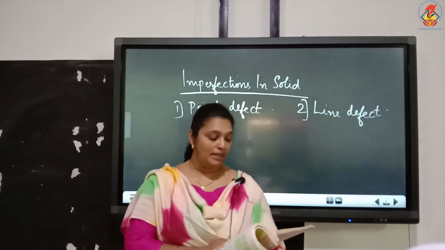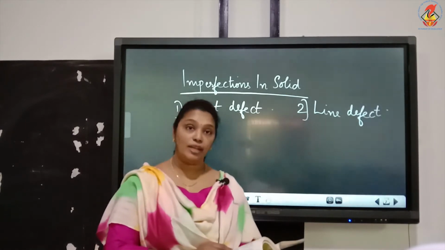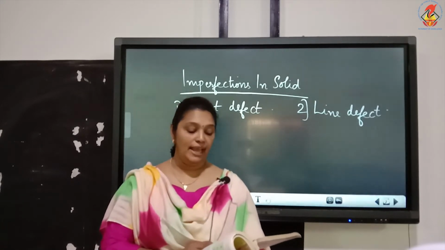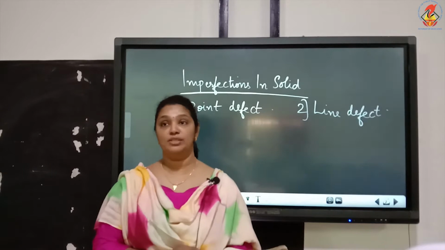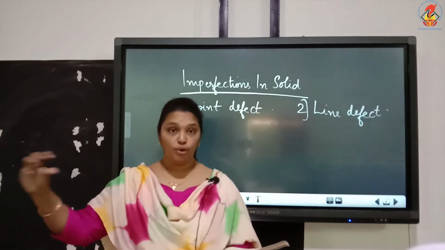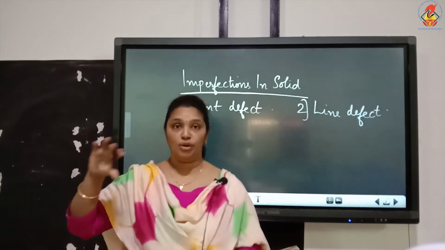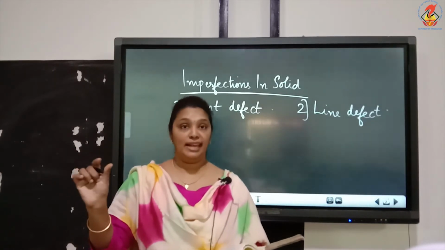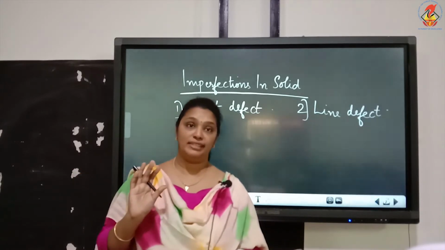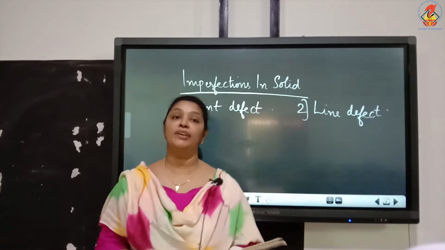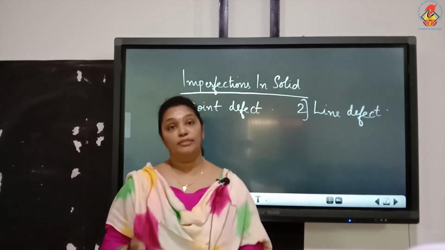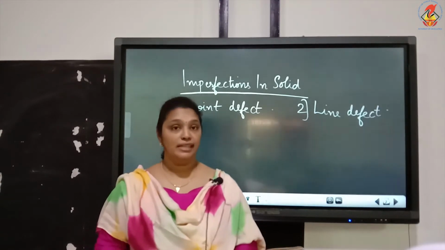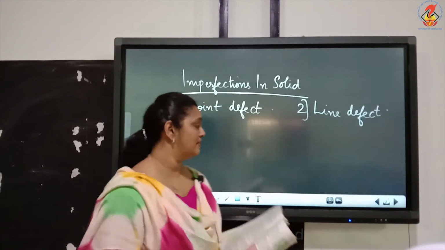Now, what do you mean by line defect? Line defects are the irregularities or deviations from ideal arrangement in an entire row of lattice points. So, if you take one row of atoms or constituent particles, and there is any irregularity in the entire row of lattice points, we call that defect a line defect. Now, we will confine our study only to point defects. We are not studying line defects in solid state. So let us study in detail about point defects.